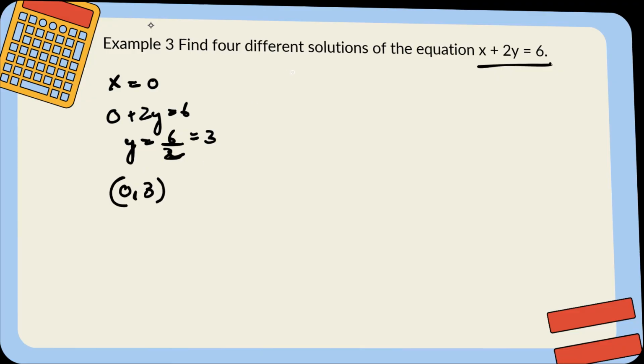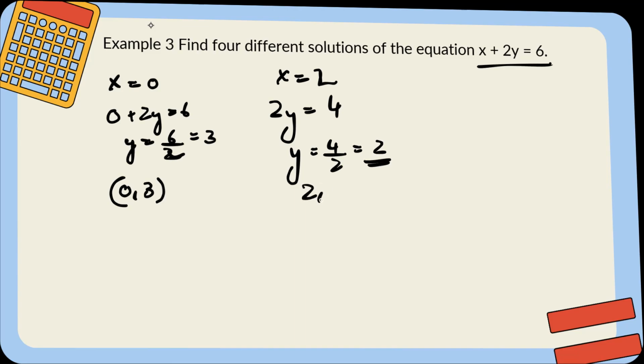Next, let's see what is the next one. Let's try to put x is equal to 1. If x is equal to 1, what would happen? Okay, I'll put x is equal to 2. Let's play with even numbers. That's better, so we won't get fractions. If I put x is equal to 2, 2 goes to the other side, becomes 6 minus 2, which is 4. Why did I do that? Because if I had put in 1, the 1 would go to the other side, it'll become 6 minus 1, 5. So it'll become 5 by 2, a fraction. I would rather have a whole number or an integer. So 4 by 2 is 2, correct? So we have (2, 2).